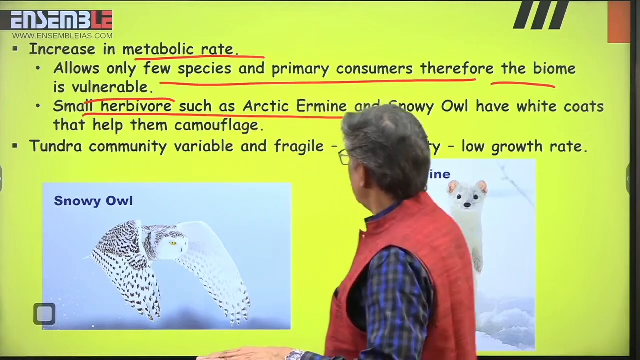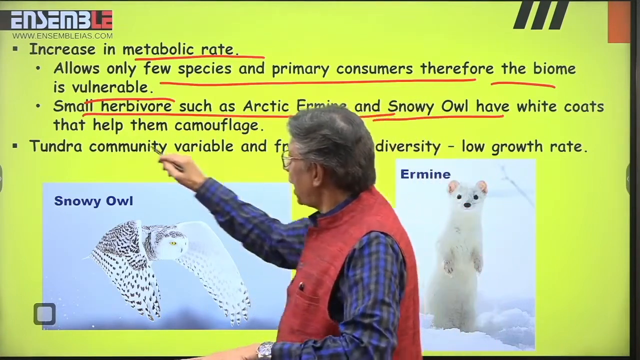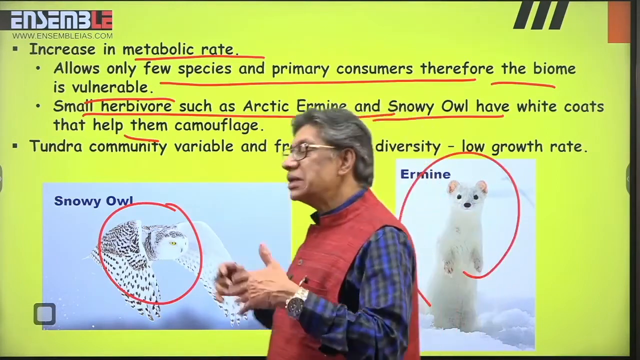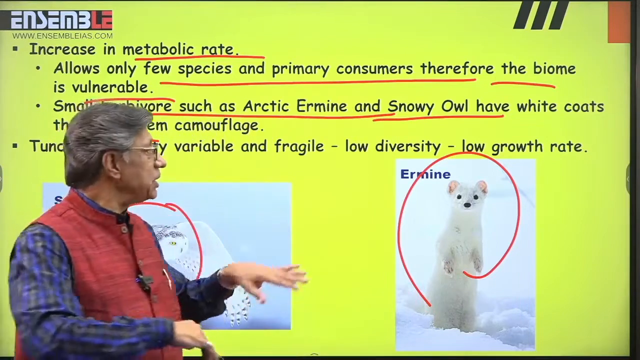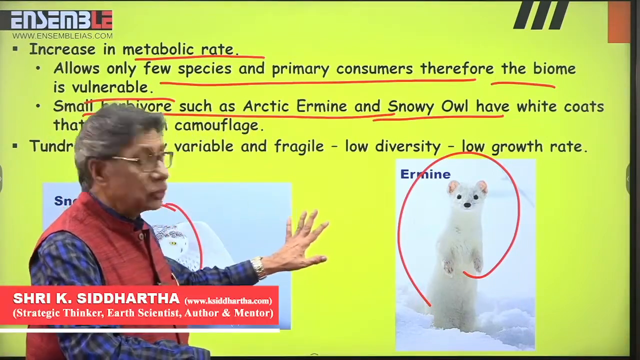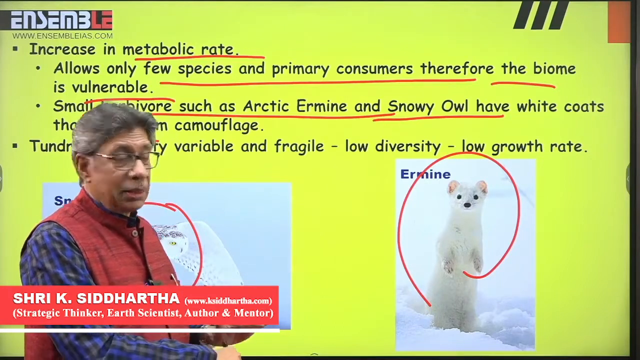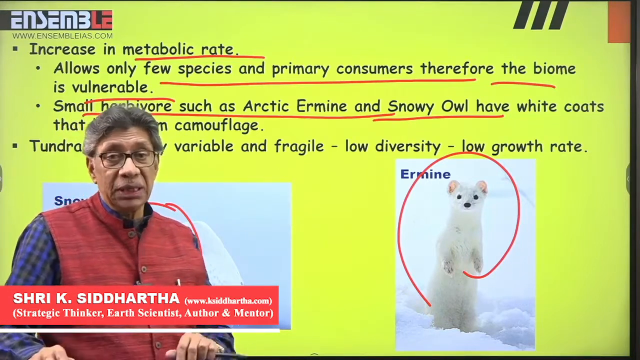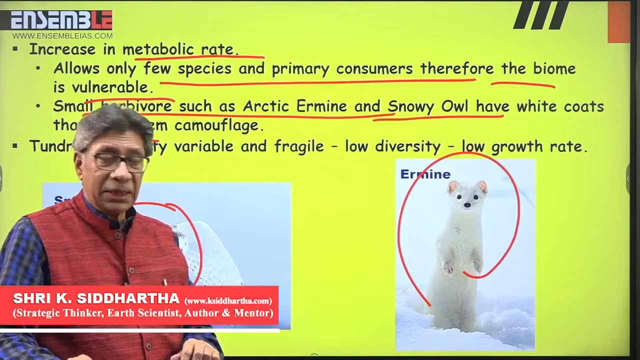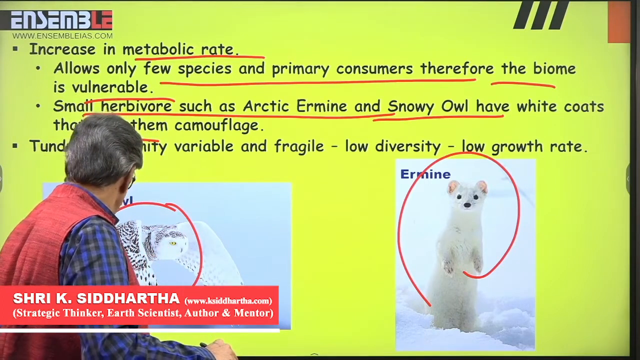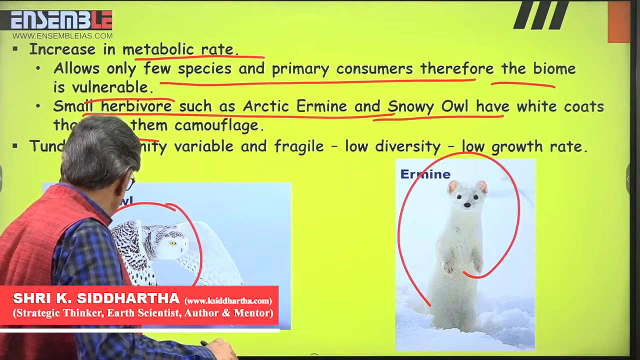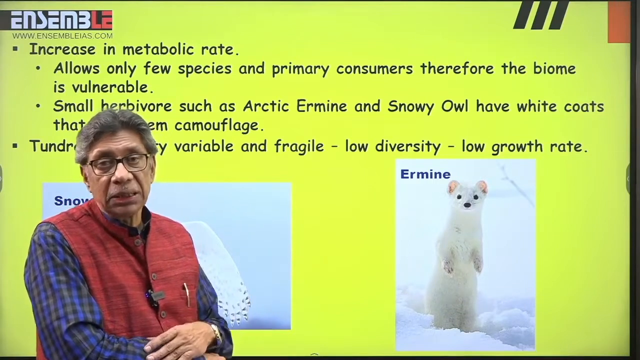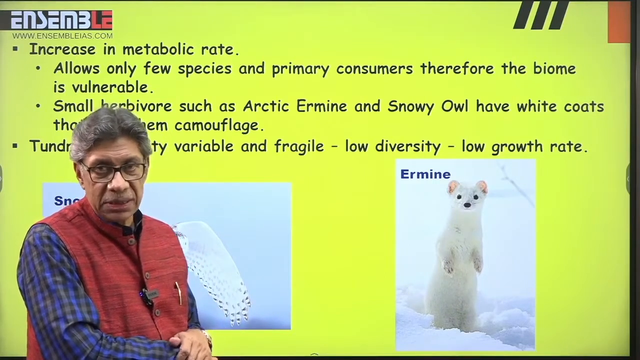Small herbivores like the Arctic ermine and the snowy owl have white fur, and that is responsible for camouflaging them. Camouflaging means they are able to protect themselves in such a manner. Both the ermine as well as the snowy owl are able to do it. So there is a good amount of adaptation in this case. It is this adaptation that allows the biome or the biotic region to survive in these places.